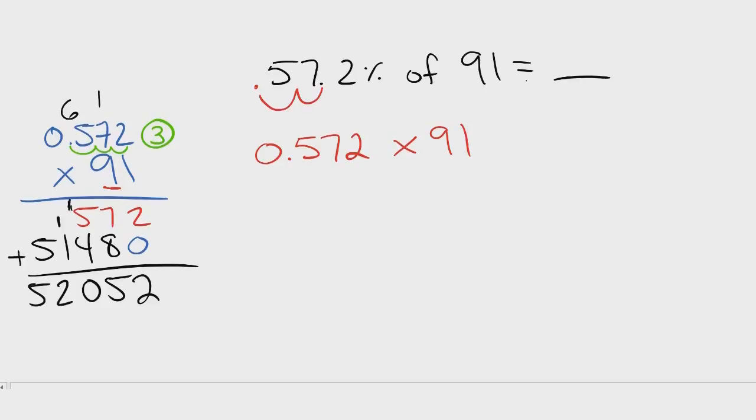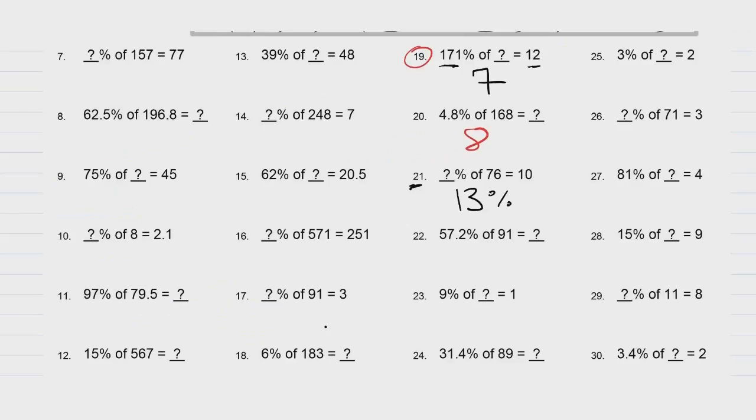Sorry, that was kind of fast, but I assume you know how to multiply. So let's put the decimal back. 1, 2, 3. So this is approximately 52 because we're rounding or estimating to the nearest whole number. I'm going to put a 52 right there. And we come back to our worksheet, and the answer for number 22 is 52.